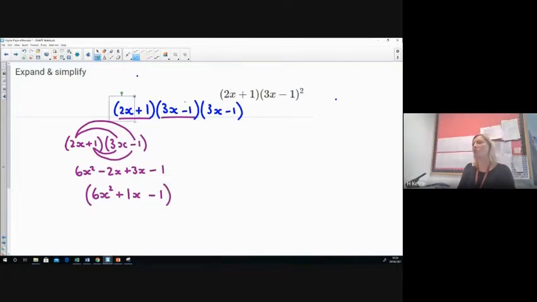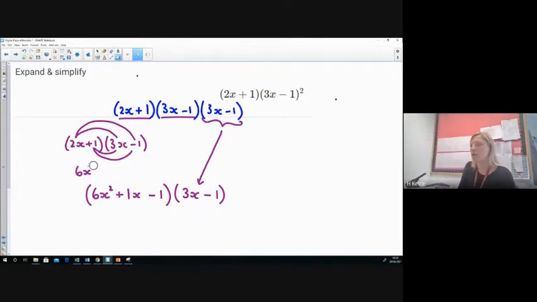We've timesed the first two brackets together and we've got that. We now need to times it by 3x minus 1. So I'm just bringing down that third bracket and now we're timesing by that. Now I'm going to get rid of some of my working here just so I can really clearly show you what I'm going to do next.